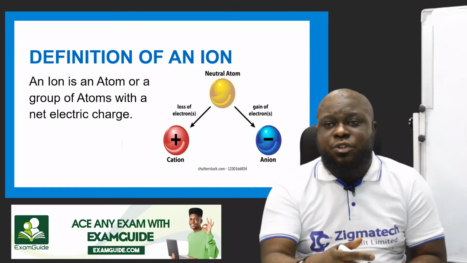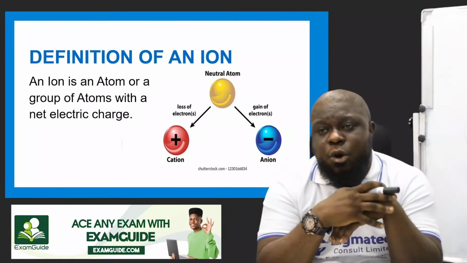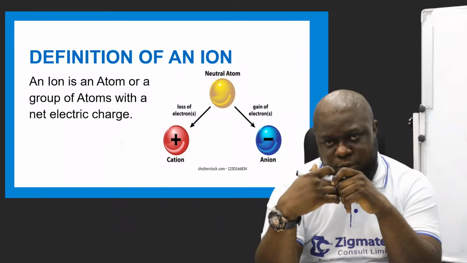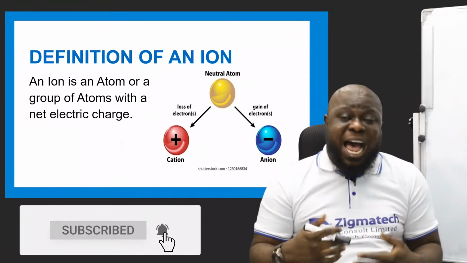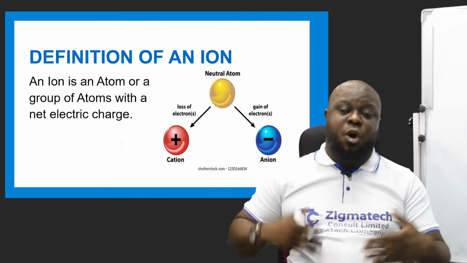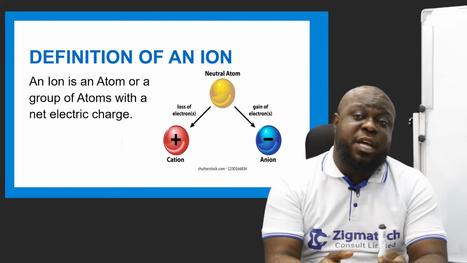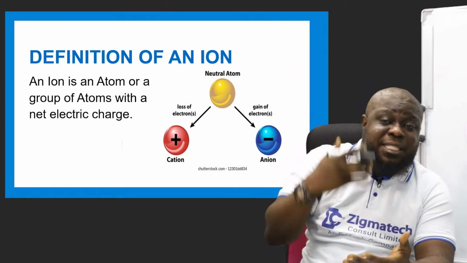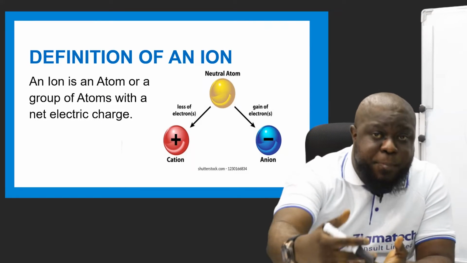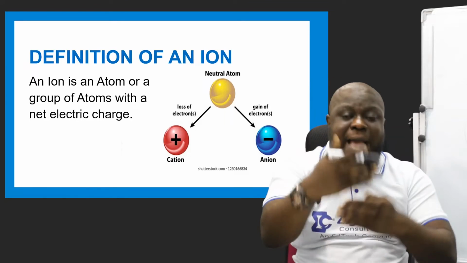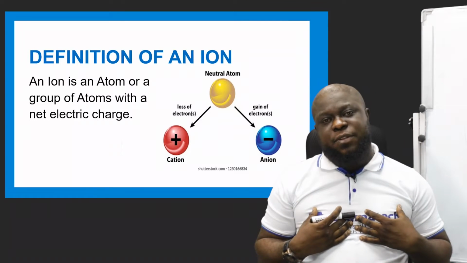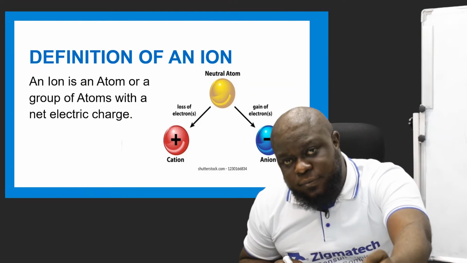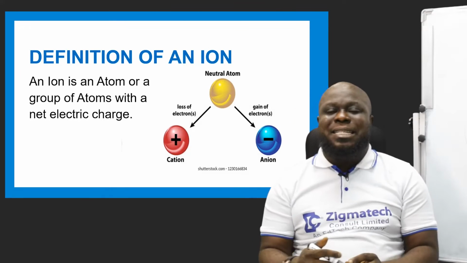If you look, you see neutral atom. The first arrow goes to the cation, which says loss of electrons, and the other one says gain of electrons. For this atom to get a charge, it must lose or gain, because it has the same number of protons and electrons. So for him to have a negative charge, the negative must be bigger than the positive. And for him to have a positive charge, he must lose the negative, so that the positive will be bigger than the negative.